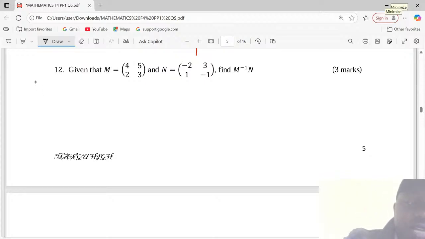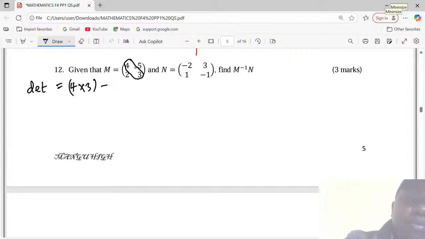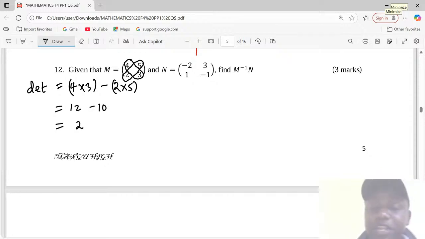For us to get what we are calling the inverse, let's get the determinant first. Determinant equals the product of elements in the leading diagonal, the diagonal which runs from top left to bottom right. We call it the main diagonal, the leading diagonal, the principal diagonal. So 4 by 3 minus the product of the elements in the other diagonal. The other diagonal, we find 2 and 5 there. So this is 12 minus 10. This is 2. So the determinant is 2.